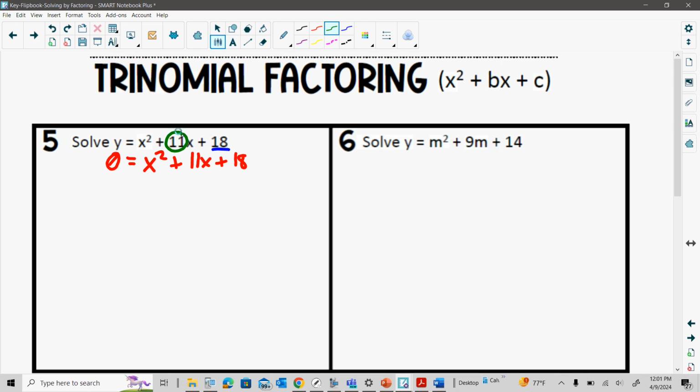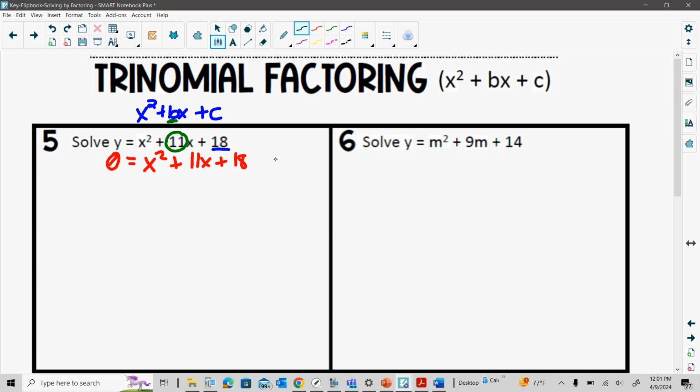So if I had this in the standard form, and I'm just going to write it right here above it, x squared plus bx plus c, I can see that my c is the 18 and my b, the number in front of x, is the 11. So whenever we have trinomials, we try to factor using what I call a factor puzzle.